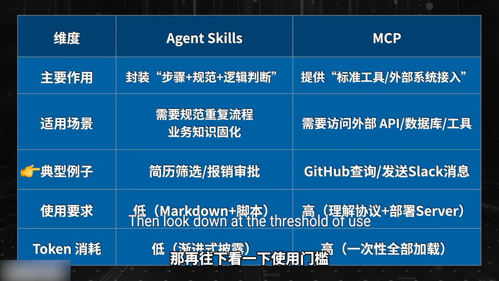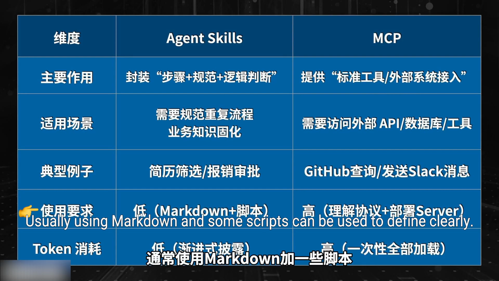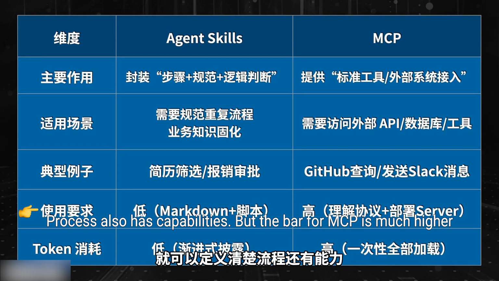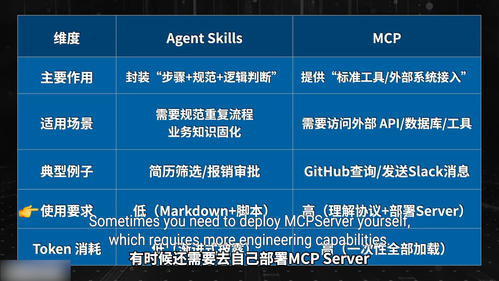Then look down at the threshold of use. Agent skills has a relatively low threshold for use. Usually using Markdown and some scripts, the process can be defined clearly. It also has script capabilities, but the bar for MCP is much higher. You need to understand the protocol, configure the interface. Sometimes you need to deploy an MCP server yourself, which requires more engineering capabilities.